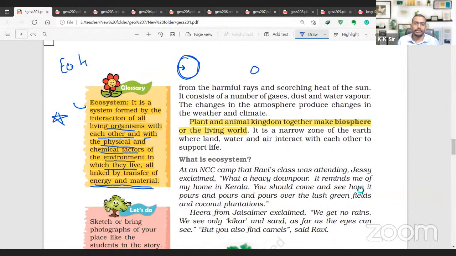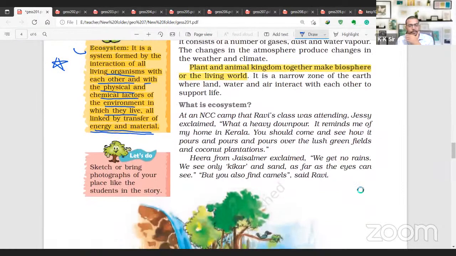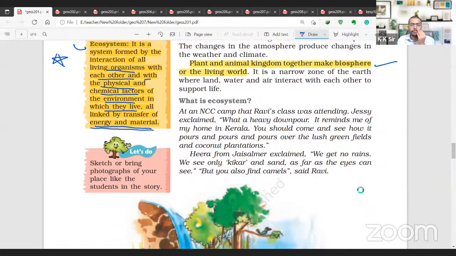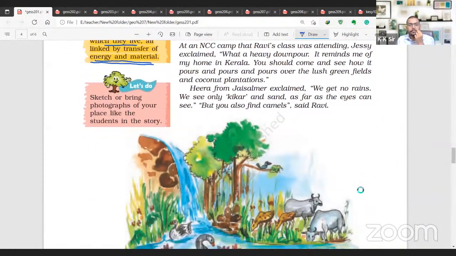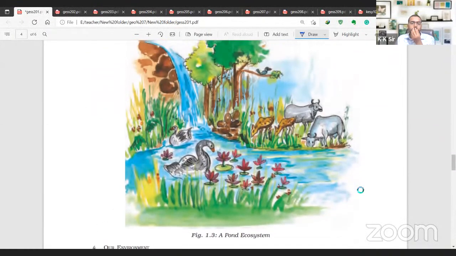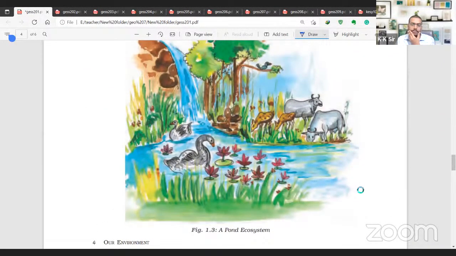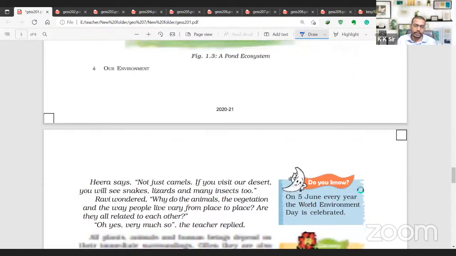So when a frog is eaten by the snake, energy is transferred. When frog eats the insect, the energy is transferred. When insect eats the plants, the energy is transferred. So transfer of energy and materials happening in our system, which is known as ecosystem. Biosphere हमने पढ़ लिया है. So this is a good example of pond ecosystem. Here the animals, plants, everything is dependent upon each other and they are interacting.